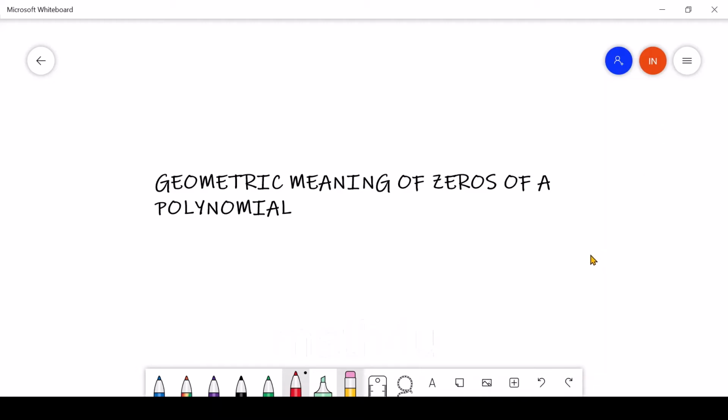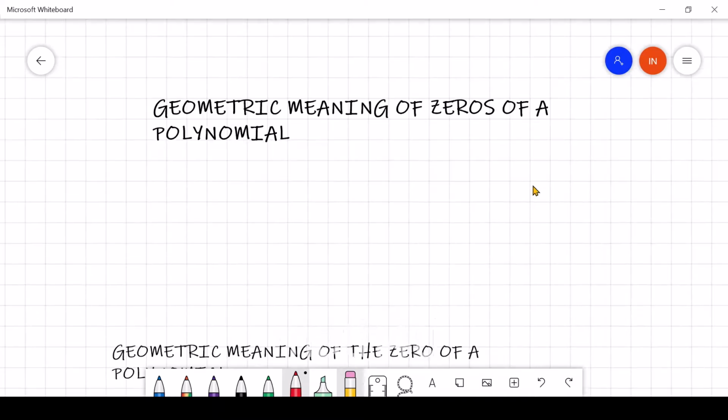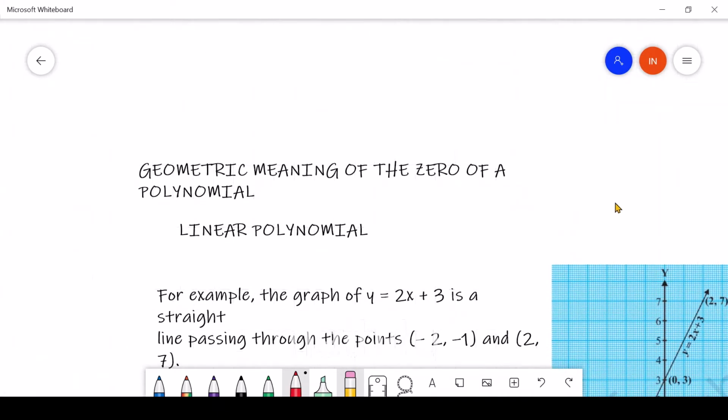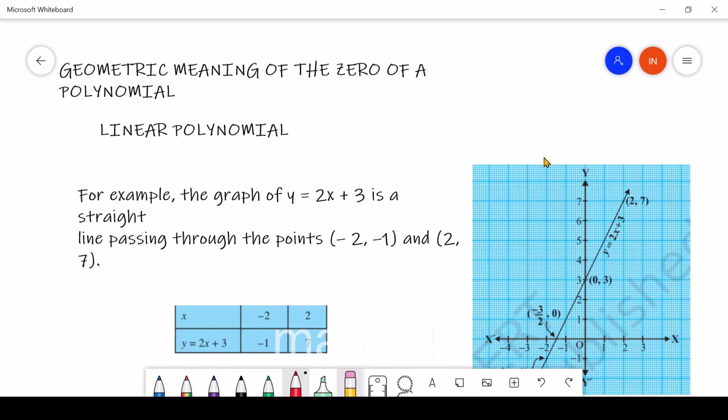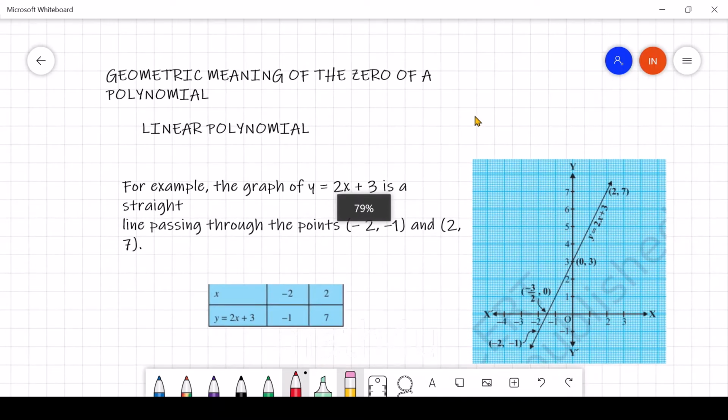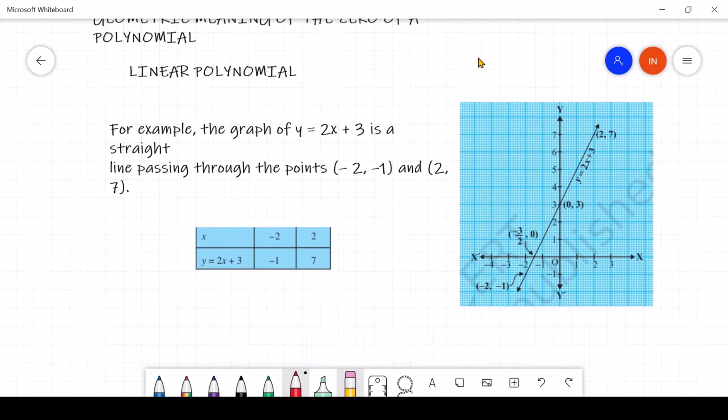Today in this session we are going to discuss the geometric meaning of zeros of a polynomial. This is from grade 10, chapter 2, Polynomials. So, the geometric meaning of a polynomial. Today we are going to discuss different types, that is linear, quadratic and cubic polynomials. How can we understand from the graph how many zeros there are for a polynomial? This is the topic. So let's check the linear polynomial.